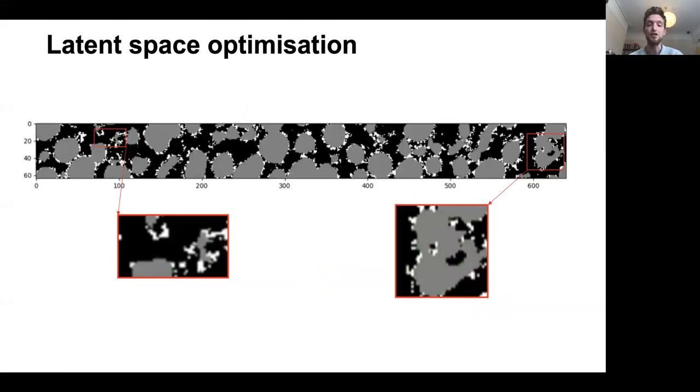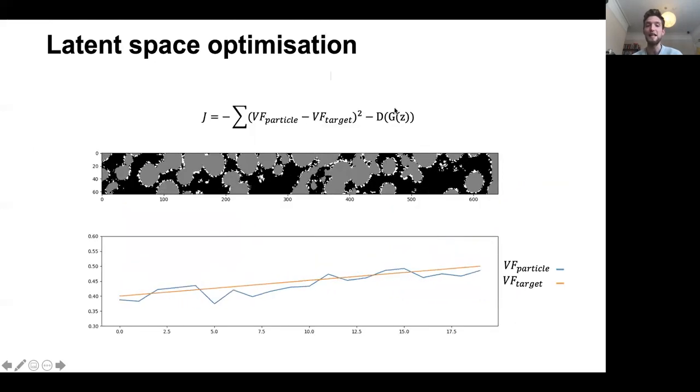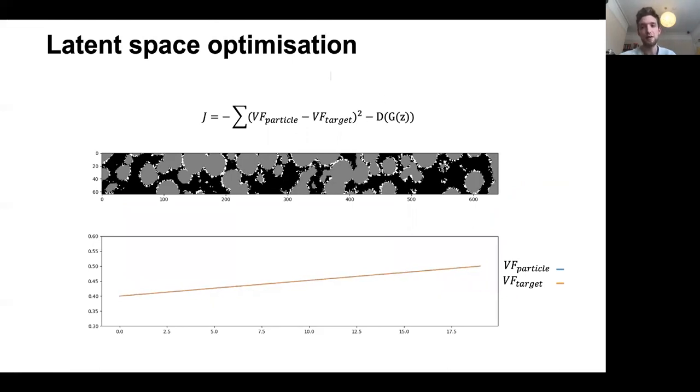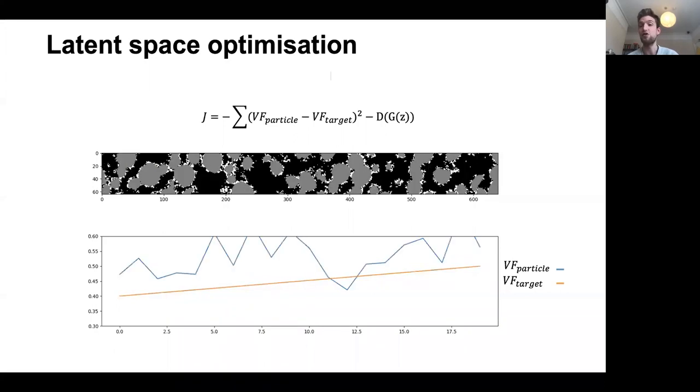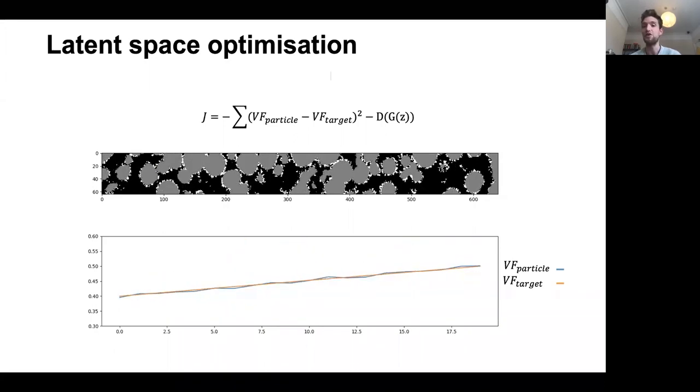Now, there are some slight issues with this approach, and the main one is that our generator is unconstrained. It doesn't necessarily have to make realistic looking images anymore, which leads to weird features like this non-circular feature, this hole that I have in my NMC particle, which isn't very realistic. But one way we can get around that is by adding an extra term into our loss function. So now I'm not just saying, generate me a sample that has this volume fraction. I'm saying, generate me a sample that has this volume fraction and gets a good score from my discriminator. So you not only have to match the volume fraction, but you also have to be realistic.